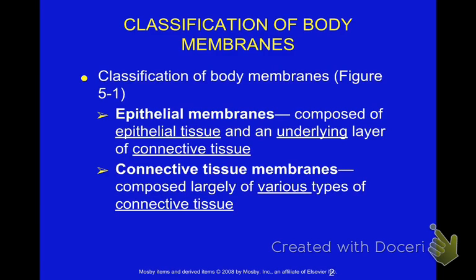There were 3 types of epithelial tissue membranes. Can you remember what the 3 types were? Okay, no. The 3 types of epithelial membranes. Cutaneous, serous, and mucus.